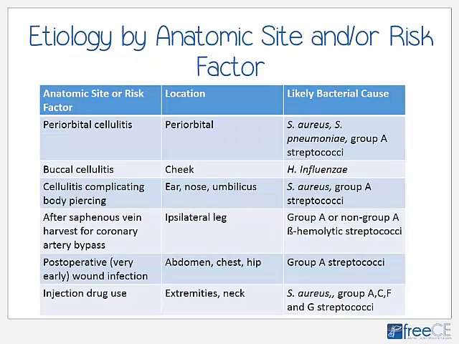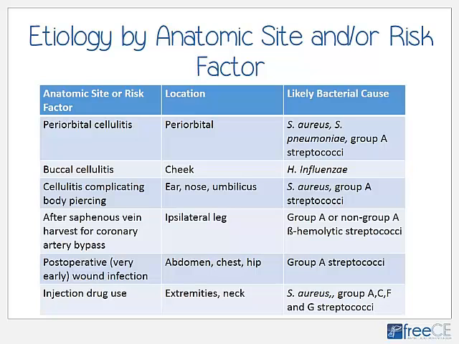So just taking our etiology a step further, I thought it was important to talk about cellulitis relative to anatomic site before we move on to talking about secondary infections. Essentially on this slide, what I have listed for you is the anatomic site or risk factor, the location of the cellulitis, and then how that determines the likely bacterial cause. So periorbital cellulitis is located periorbitally and typically is caused by Staph aureus, Strep pneumo, as well as group A strep.